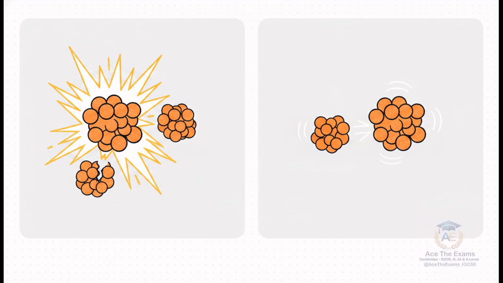Examiners demand highly specific terminology here, guys. You cannot just say fission is breaking apart and fusion is coming together. No, you have to use the word nucleus or nuclei: the splitting of a heavy nucleus, the joining of light nuclei. The examiner reports literally show that students constantly lose marks because they say atom split or atoms join. It is not the atom, it's the nucleus. Never, ever forget that distinction.